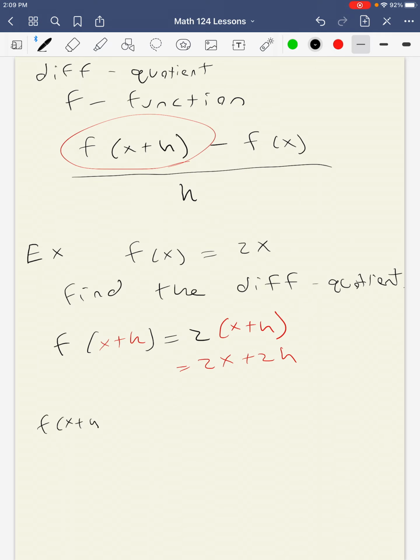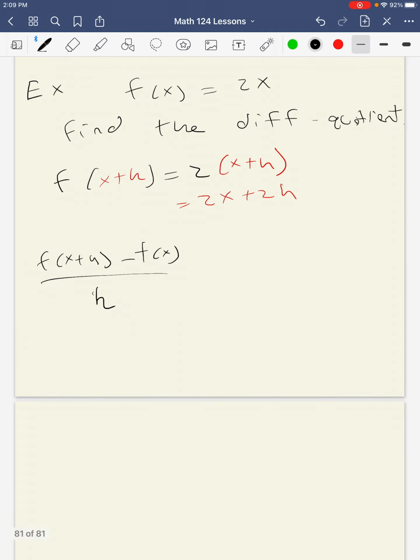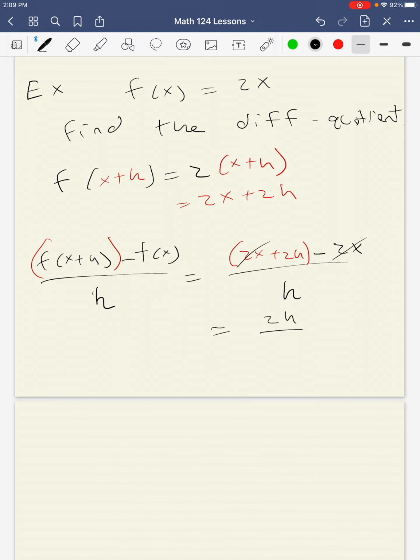So if we do f of x plus h, we subtract f of x, and divide everything by h, we get the following. I'll do this portion in red. That was 2x plus 2h. Now we subtract the original function, 2x, and we divide everything by h. Now we can simplify a little. These cancel out. We have 2h over h. And the h's cancel out, and we just have 2.